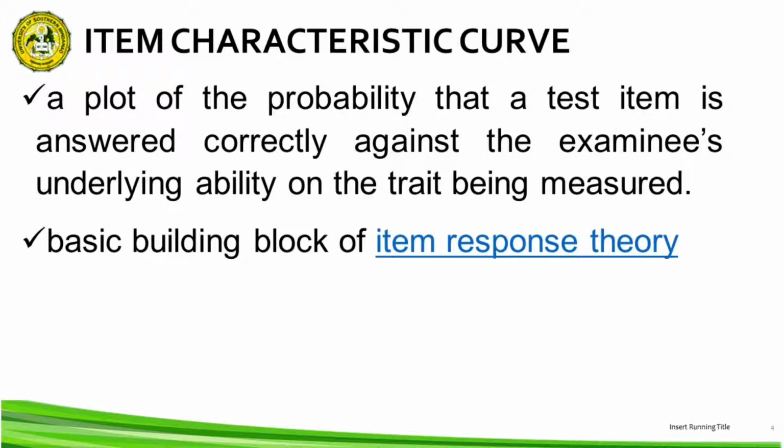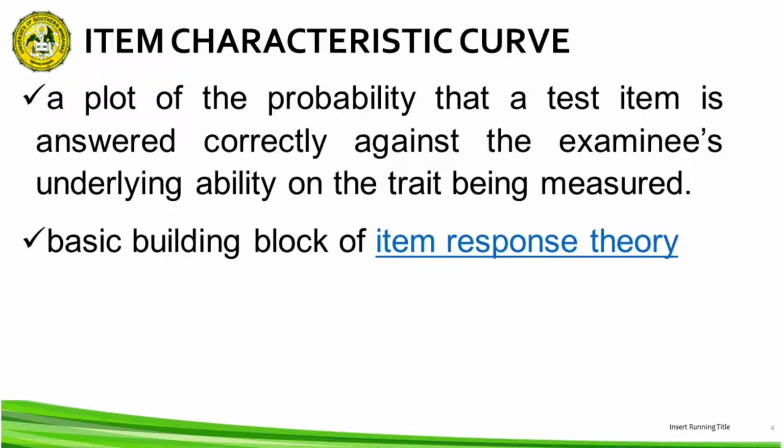So most tests under item response theory consist of multiple choice items and they are scored dichotomously. Correct answers are equal to 1 and the distractors are scored as 0. So items scored dichotomously are often referred to as binary items. Item characteristic curve can play a role in decisions about which items are working well and which items are not.